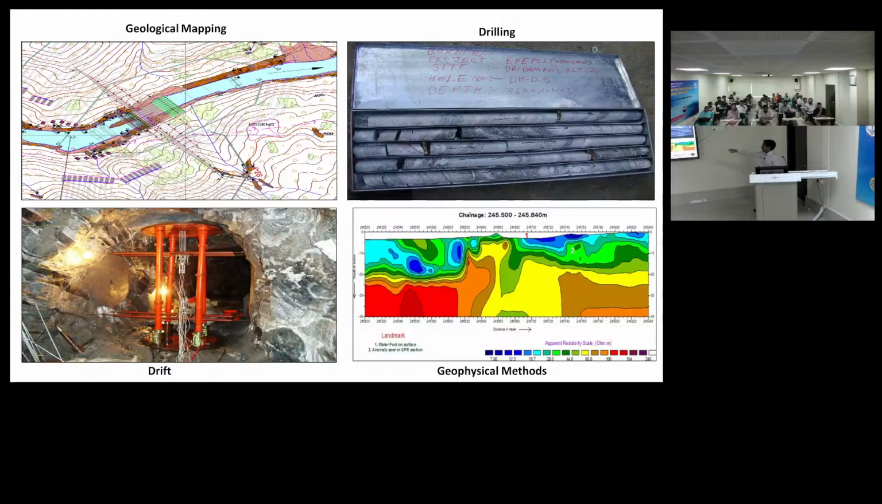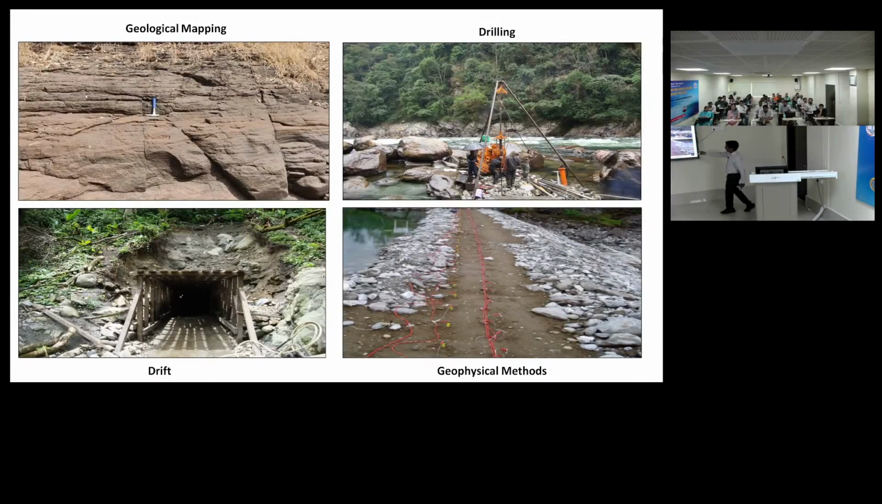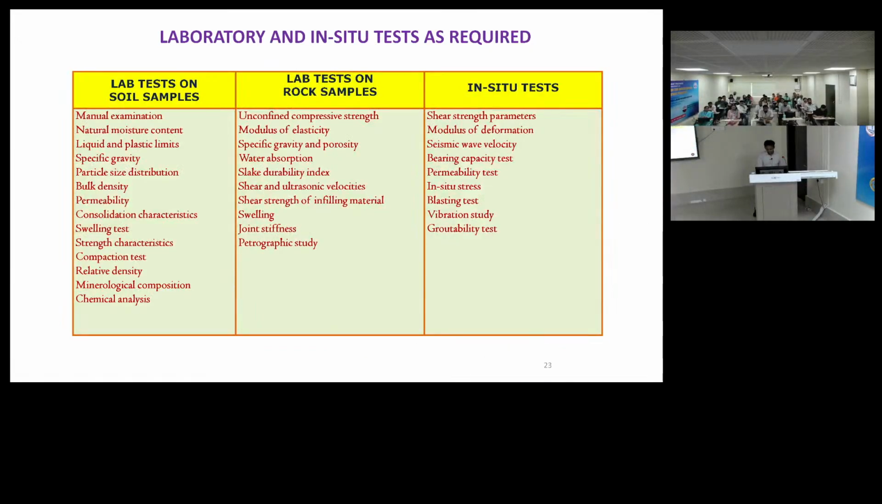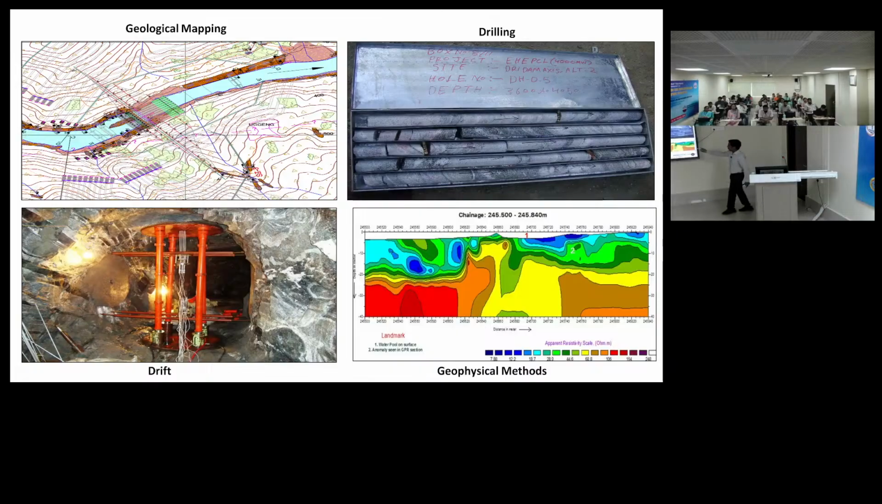And this is the geophysical method, where these are the different electrodes. When you pass the current or use seismic refraction techniques, you will get different velocity profiles. You get this type of results. Everything is a completely different subject, you can explore on your own, but you should know the different methods of geotechnical investigations: geological mapping, drilling, drifting, and geophysical methods.